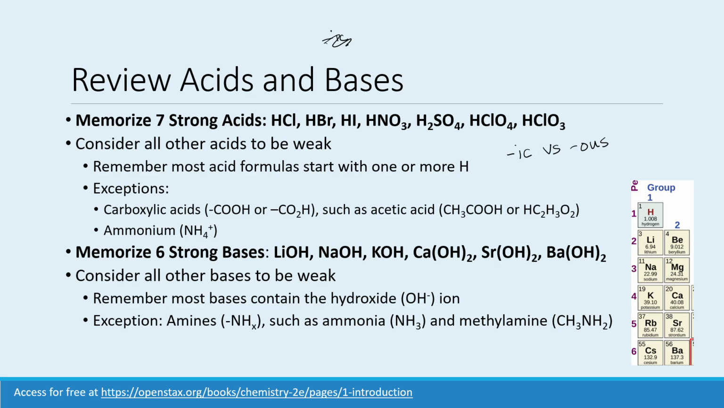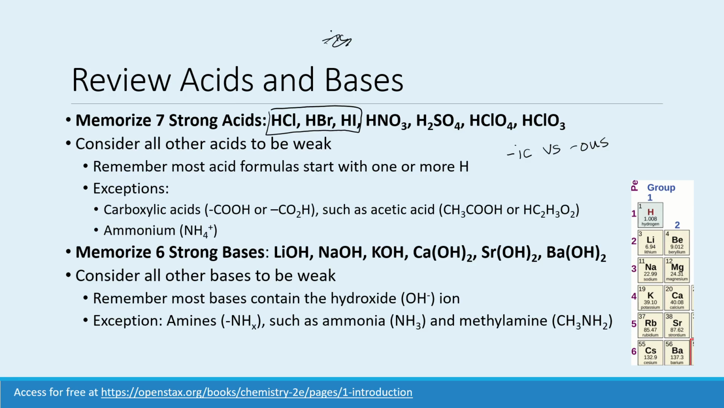Okay, so we have 7 strong acids that we need to memorize. The first 3 are going to come from your halogens, your chlorine, bromine, and iodine. So that's hydrochloric, hydrobromic, and hydroiodic. The one halogen that's not listed there is hydrofluoric, and that's considered a weak acid. Then you also have nitric acid, HNO3, sulfuric acid, H2SO4, and then perchloric and chloric acid.